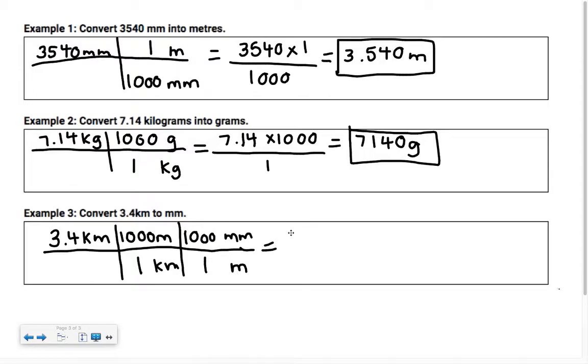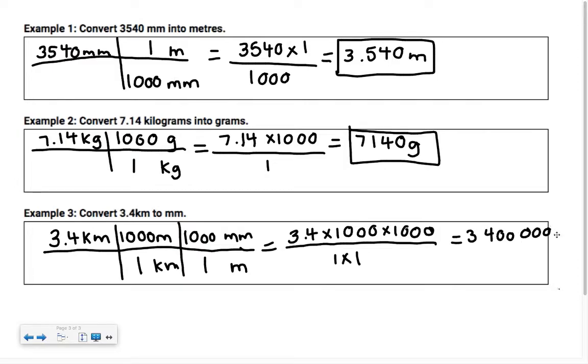So I'm going to multiply across the top. 3.4 times 1,000 times 1,000, divided by 1 times 1. So that's going to give me 3.4 times 1,000 is 3,400, times another 1,000 is 3,400,000 millimeters in 3.4 kilometers. That's a lot of millimeters.